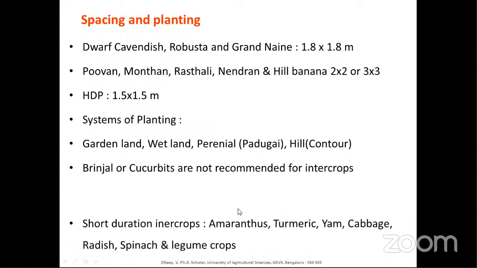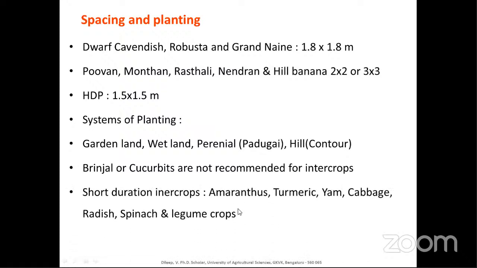And this is one of the important things. What are the compatible crops? Brinjal or cucurbits are not recommended as intercrops in banana. Why? Because they act as hosts for disease-causing organisms. Every type of pest will come to cucurbits, either sucking pests or chewing and biting types. If aphids come, they act as alternate hosts and transfer the diseases. So brinjal and cucurbits are strictly not recommended.